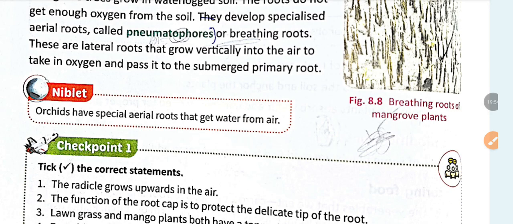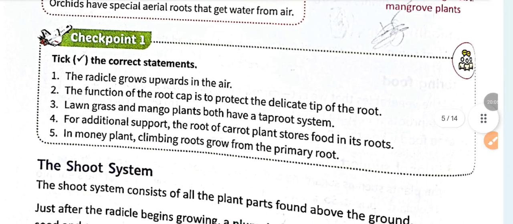Now here is a special fact if you need to know: orchids also have aerial roots that get water from the air, like the moisture you can get from the air. These orchids have such aerial roots.